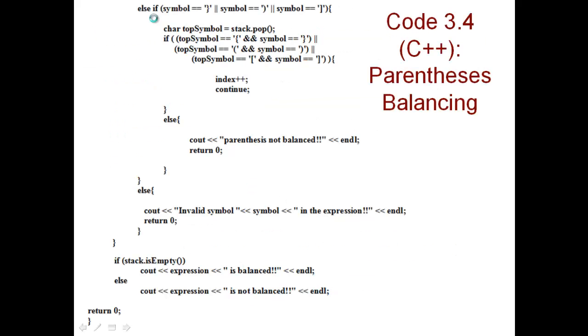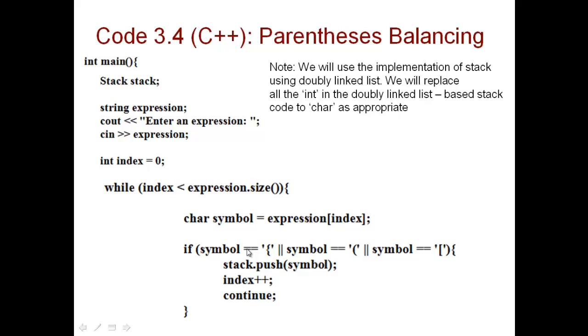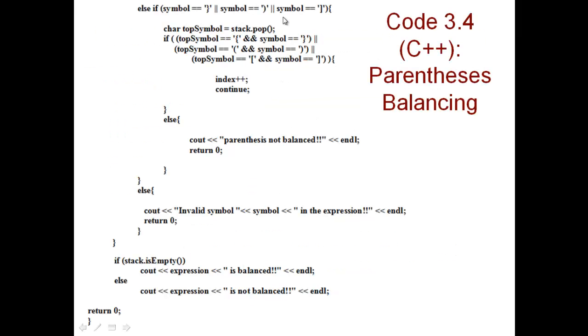Now, if the symbol is not any of the open parenthesis symbols, then is it any of the closing parenthesis symbols? So these are the three possible closing parenthesis symbols. If that's the case, our logic, as I explained in that example, is to pop the stack. So stack.pop. The pop should return the data that was popped, which in this case will be a character.